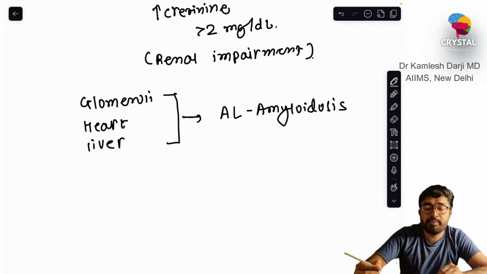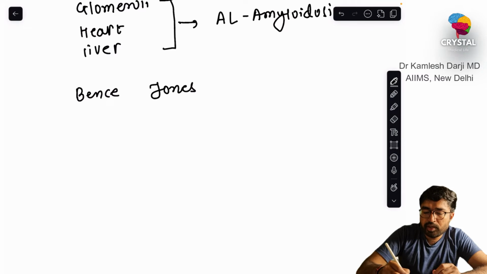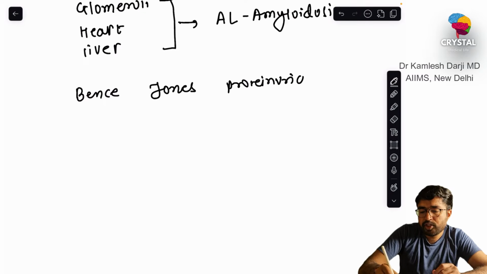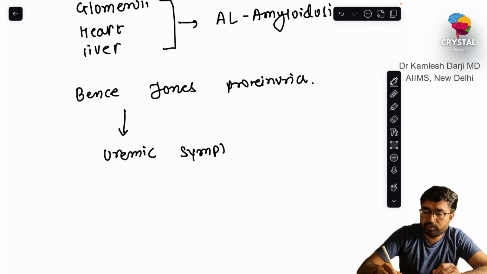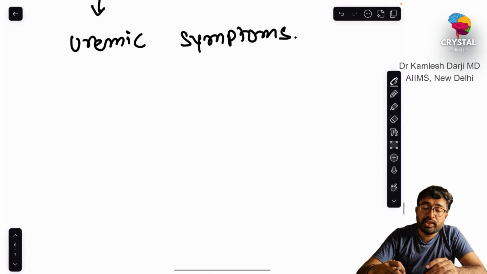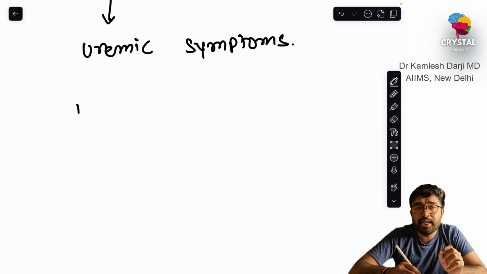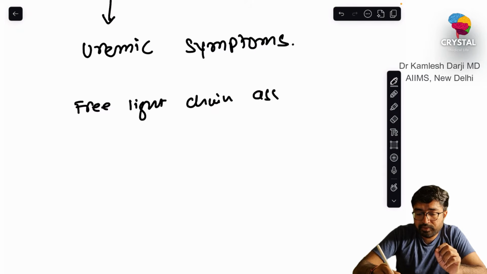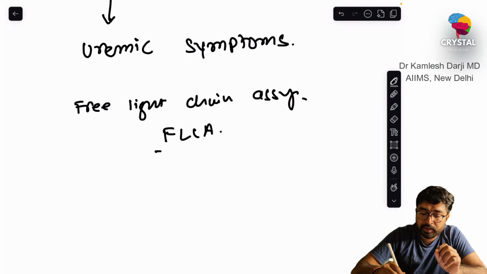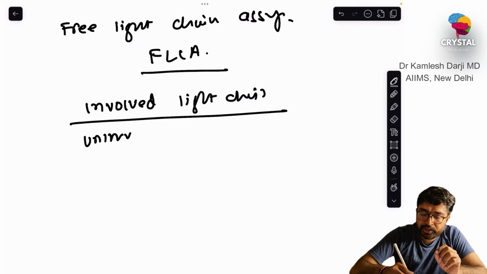So you will see the Bence Jones proteinuria. So ultimately, you will see the uremic symptoms. Free light chain is the main myeloma defining event. So we have to use the free light chain assay, FLCA. Here we are measuring the involved light chain by uninvolved light chain ratio.